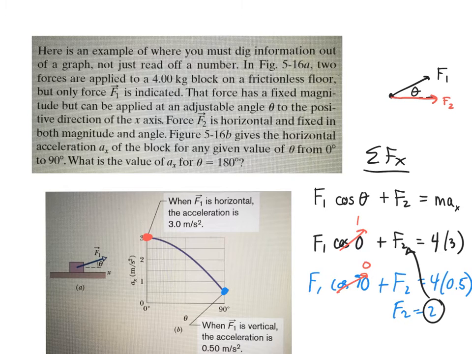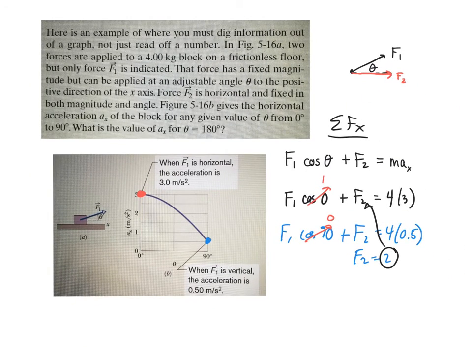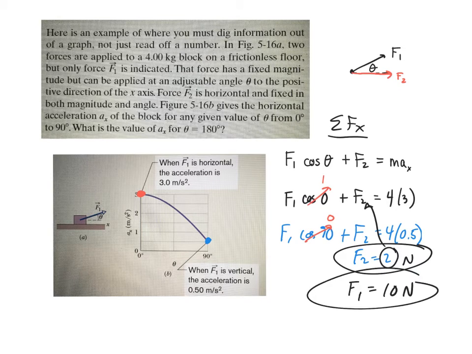Now, are we done? Is that the whole problem? Does it say find F1 and F2? What does it say, Bridge? Yeah. So these are the values I have right now for F1 and F2, but the question is not complete. The question says, if theta is 180, what happens?